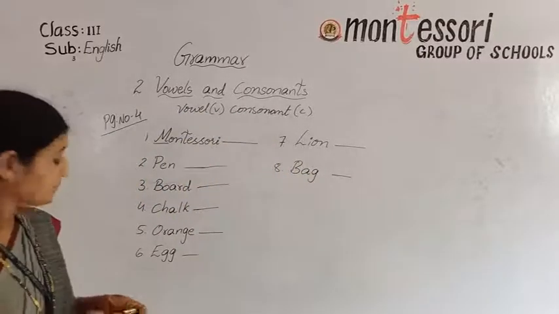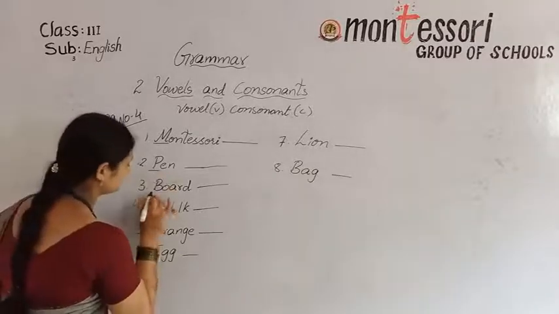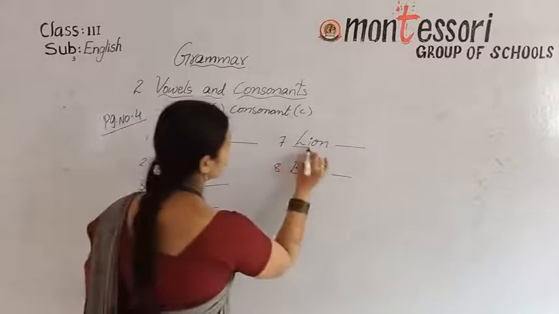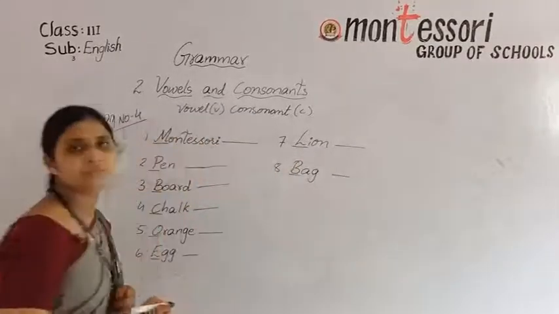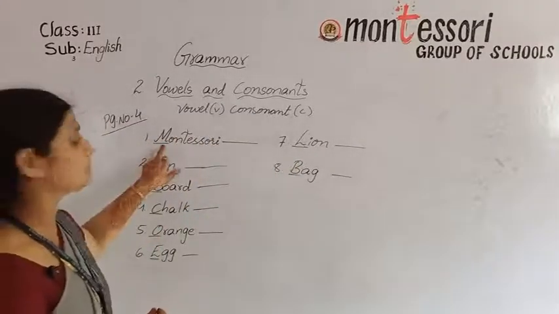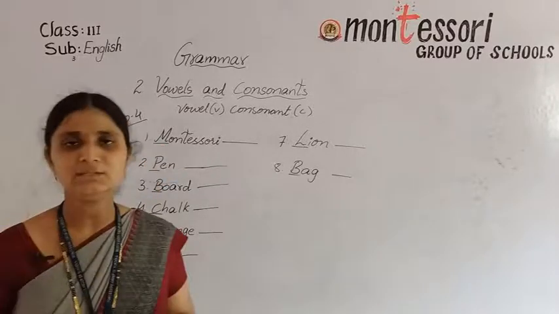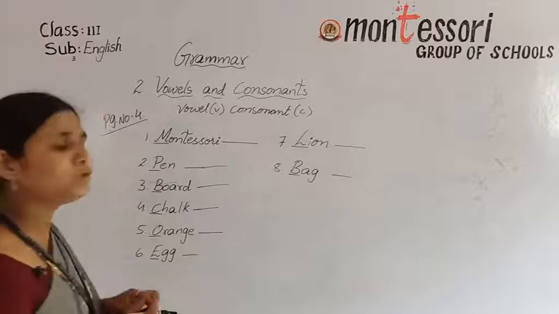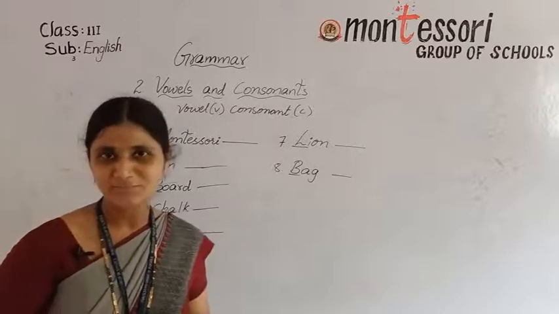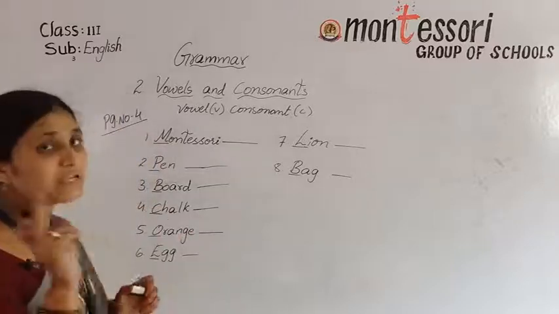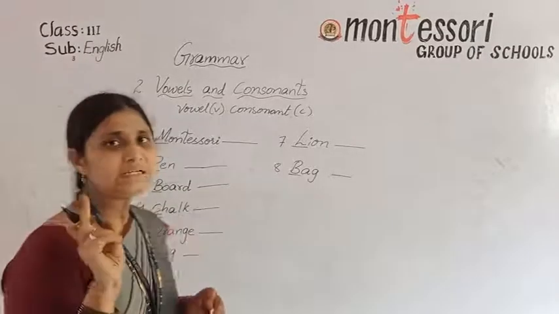Now tell me, what's the first letter? You have to write V for vowel and C for consonant. First letter. Montessori, M. Is it a vowel or consonant? Consonant. So, what do we have to write? C. If it is a consonant, then we have to write C.